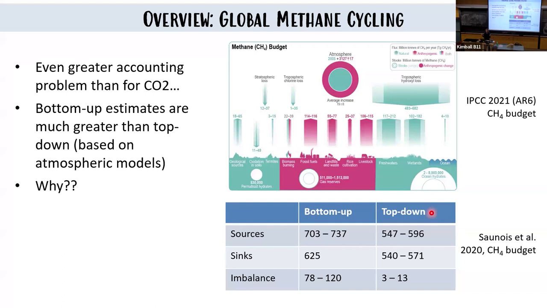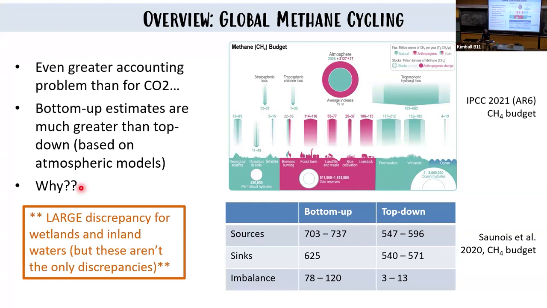Now, we want those two things to match up. We want our top-down models and our bottom-up models to kind of match. And then we can both say, these are the sources, and this is what the atmosphere is seeing. But what you can see from these numbers is our sources are too high from the bottom up, and our sinks are too high from the bottom up, compared to what the atmosphere is seeing. And the imbalance for the bottom-up models between the sources and the sinks is much more dramatic than the imbalance that's happening from the top-down models. And so this is really a big question of why. Like, what is going on? Why can't we balance our budget, right? You could ask the same thing in social realms right now too.